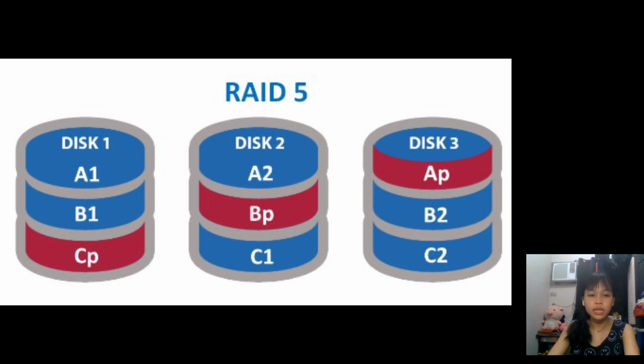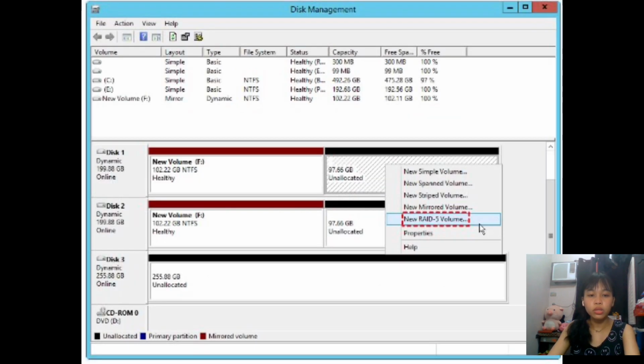So the process is, the first one, we need to initiate the process by right-clicking on the unallocated space, then select the option, which is the new RAID 5 volume. As you can see here in the disk management, we have the new volume, and beside that we have the new simple volume, new span volume, new mirrored volume, and new RAID 5 volume, properties and help. So we need to click the new RAID 5 volume.